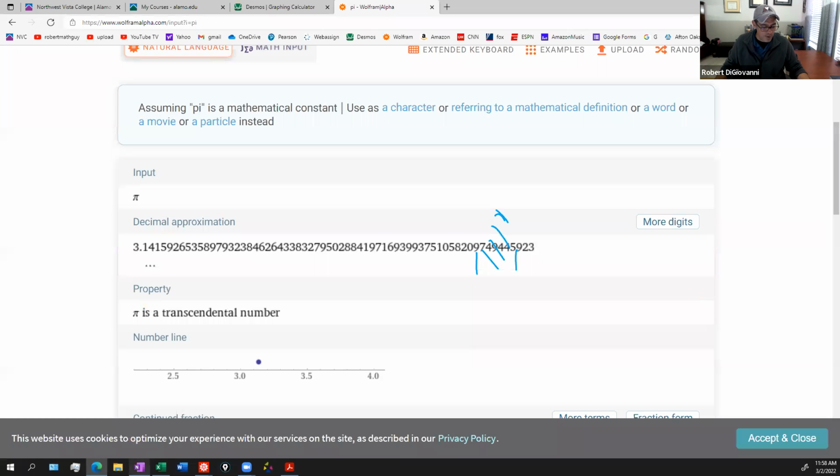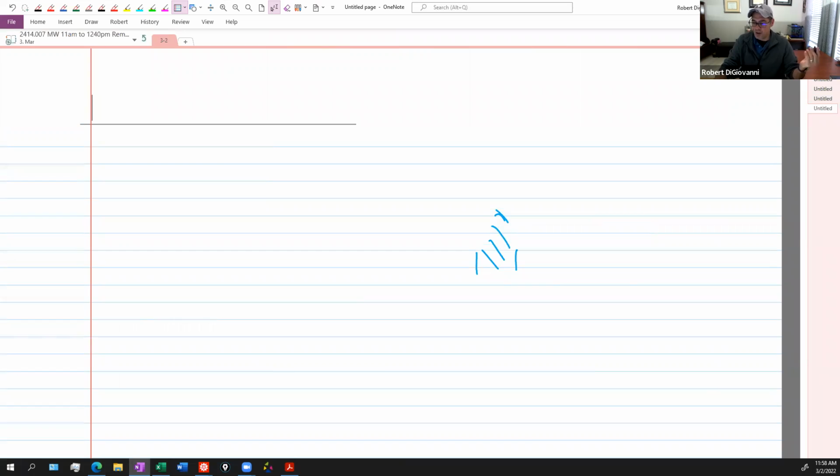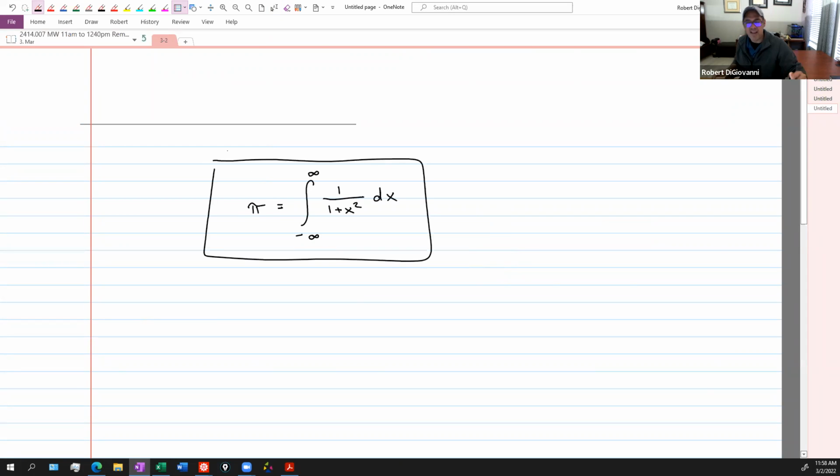And it's kind of mind-blowing if you think about it, because what we're really saying is this. If you wanted to, you're talking to your friends, I know when you talk to your friends, you're always talking about math and stuff. If you could tell somebody that pi is equal to the integral from negative infinity to infinity of 1 over 1 plus x squared dx, that is one way you could define pi if you wanted to.